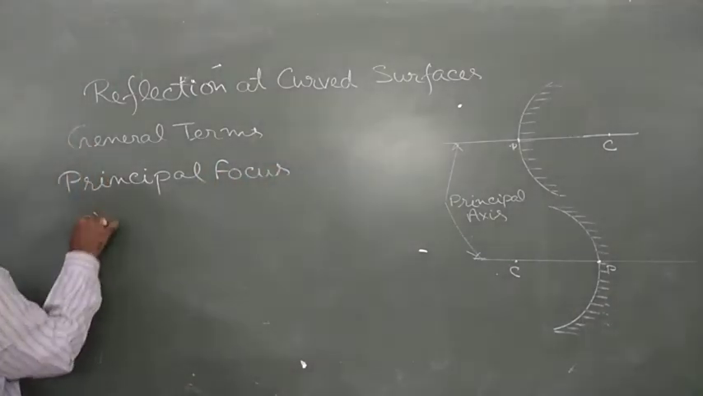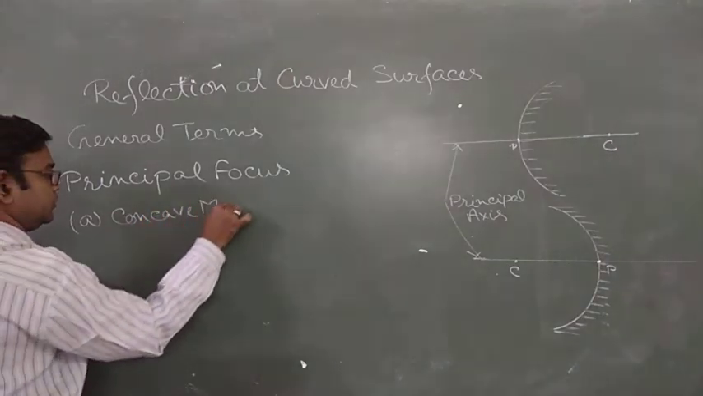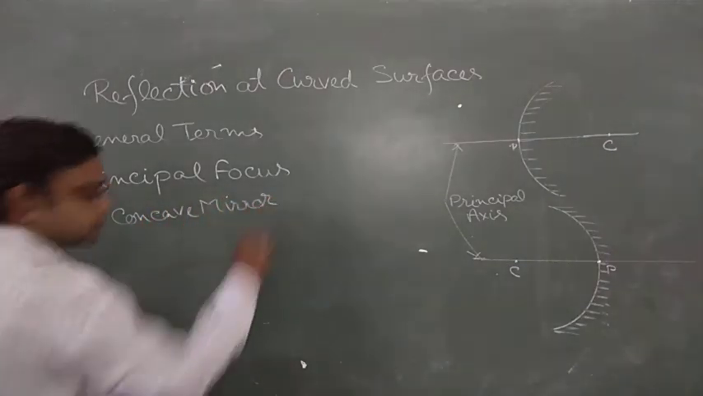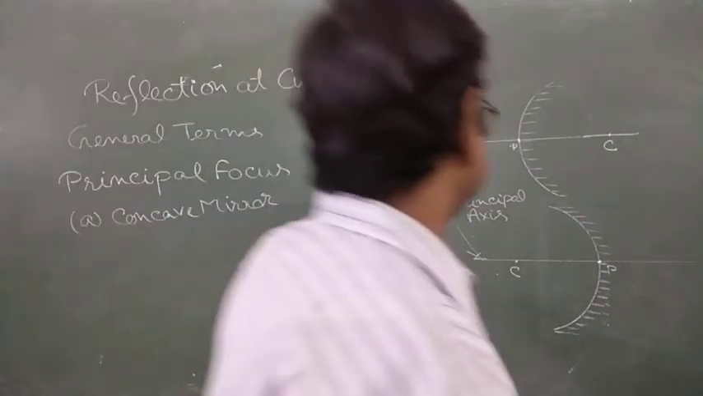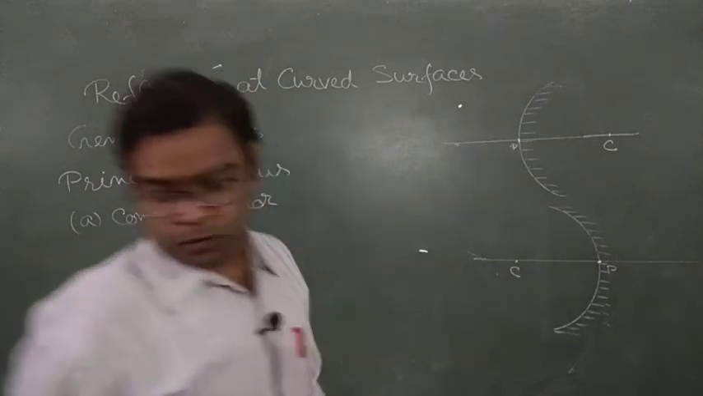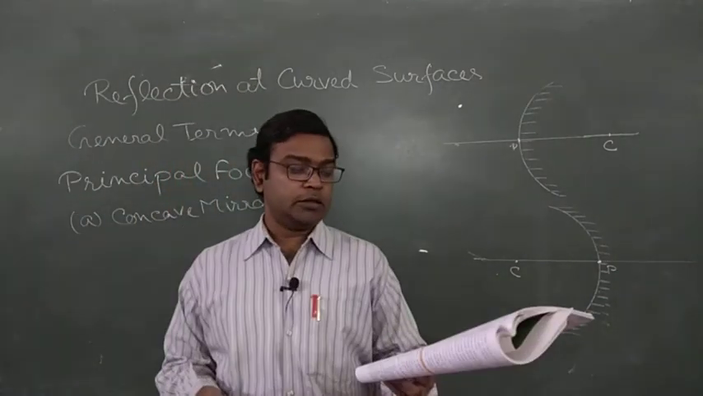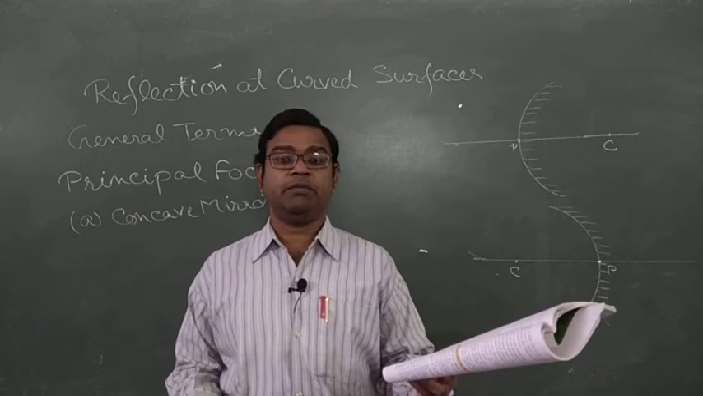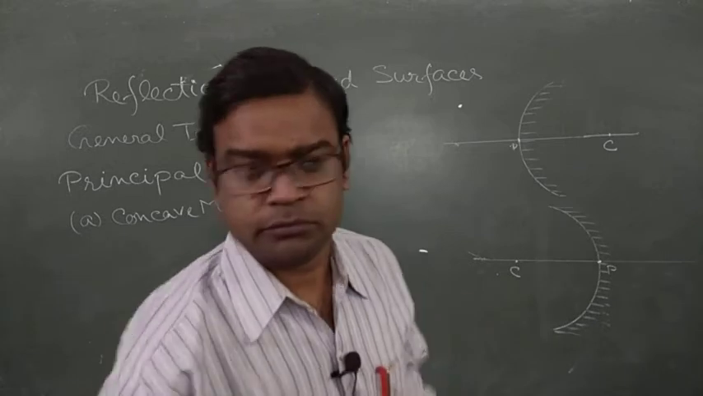First part is about the concave mirror. The principal focus of the first one is your concave mirror. Which one is your concave mirror? In this image, this is your concave mirror. Let me rub this one first. Now, what does the definition say in your book? It says that the point on the principal axis where a beam of light traveling parallel to the principal axis actually meets after reflection. Leave it as it is.